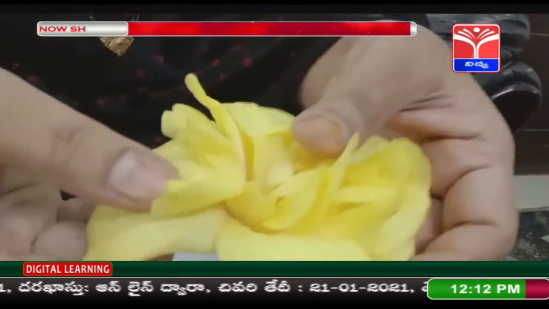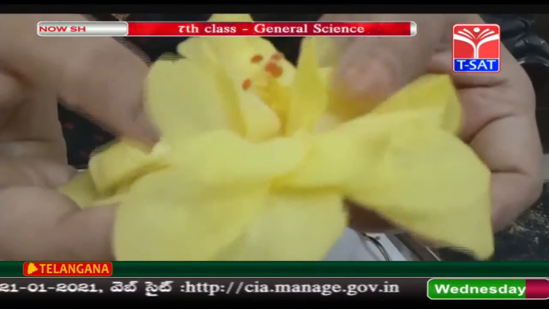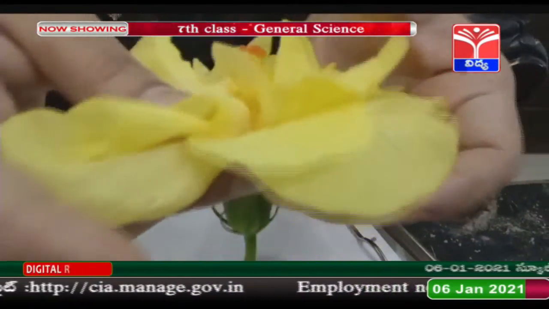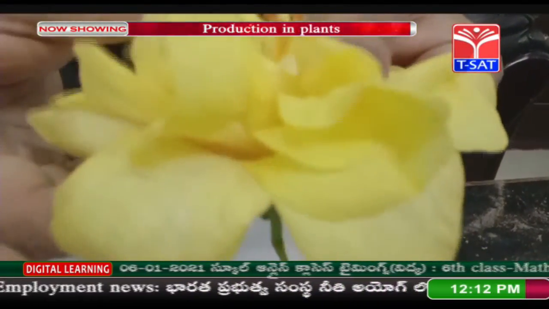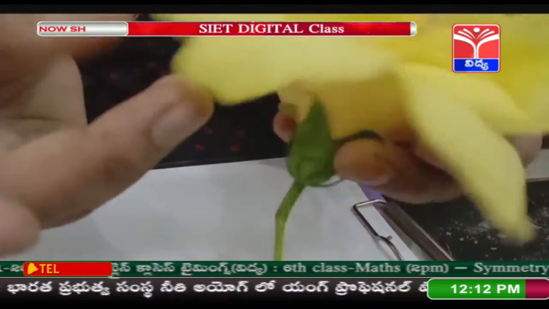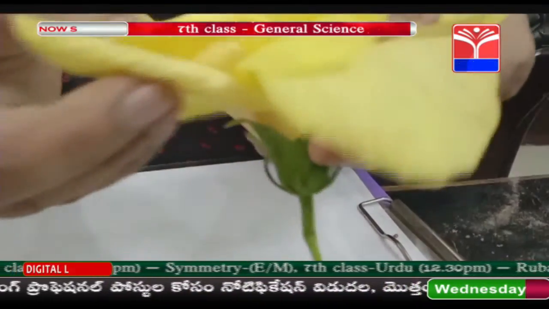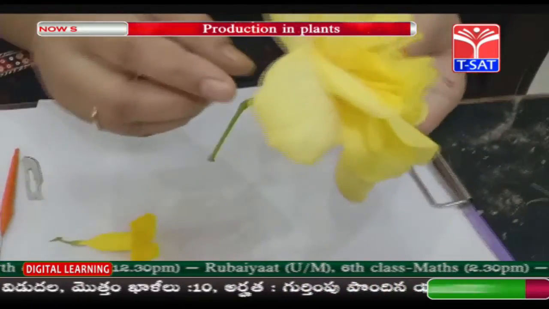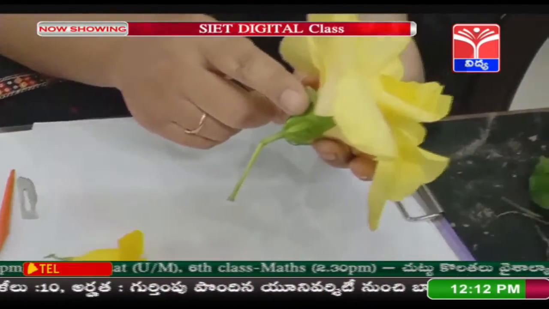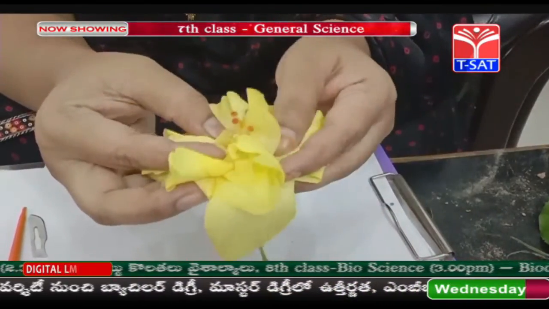The second whorl is the corolla. Corolla includes petals. Petals are of different colors. They may be red, yellow, pink, white, and they also give a good smell. What is the reason for it? So that they can attract insects for the process of pollination. So what is pollination? We will see next. The first one is calyx, the second one is corolla. Now the third whorl of the flower, observe carefully, children.